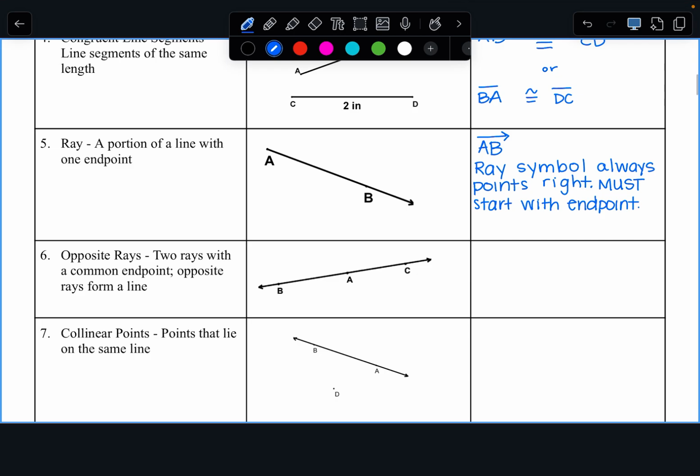So opposite rays. If you're looking at a specific line, they have a common endpoint and the rays go in opposite directions to form a line. So we would say that ray AC and ray AB are opposite rays. They have a common endpoint, they go in opposite directions, and it forms a line.